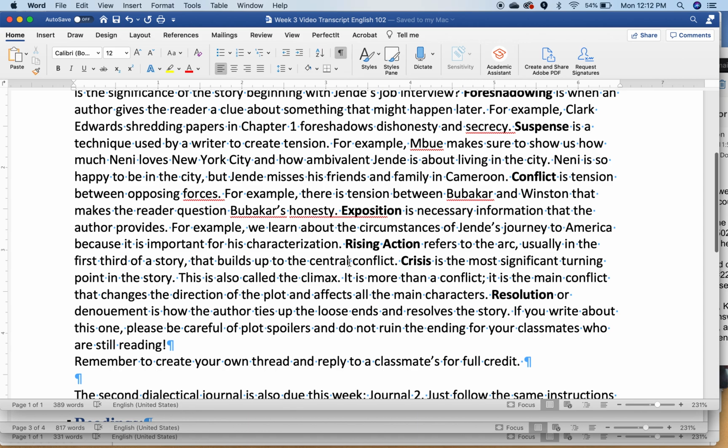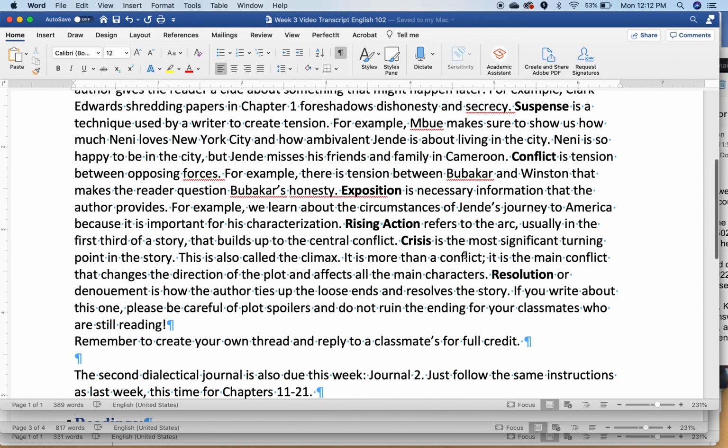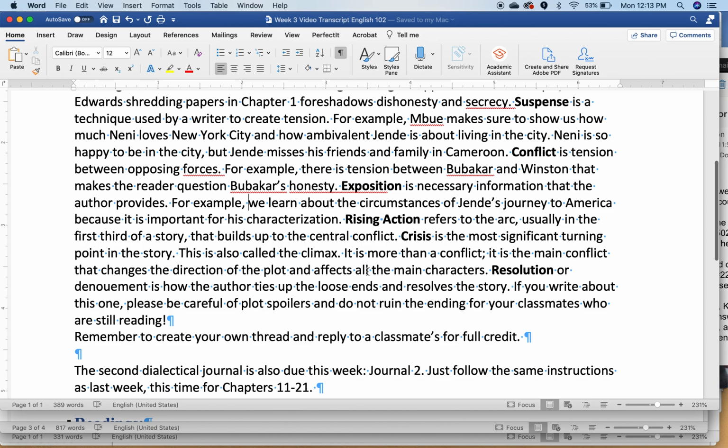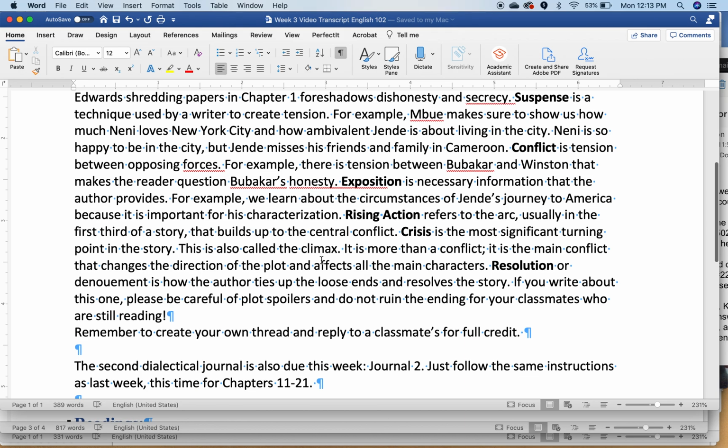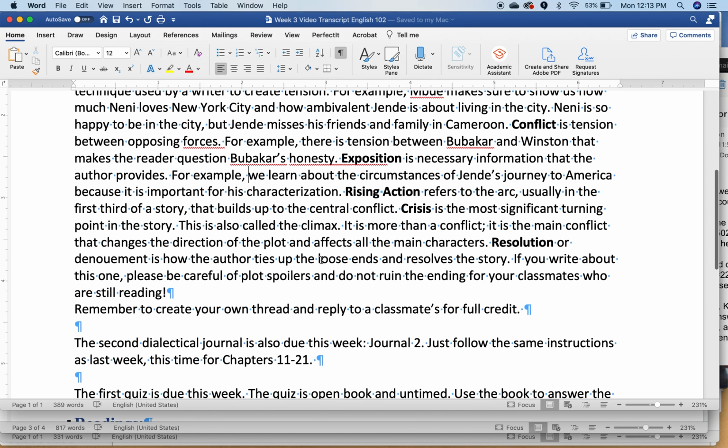Rising action refers to the arc, usually in the first third of the story, that builds up to the central conflict. Crisis is the most significant turning point in the story. This is also called the climax. It is more than just a single conflict. It is the main conflict, and it changes the direction of the plot and affects all the main characters. Resolution or denouement usually occurs in the last third of the story, and it's how the author ties up the loose ends and resolves the story.